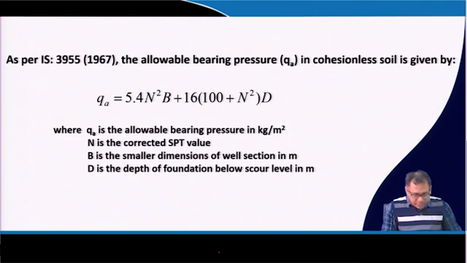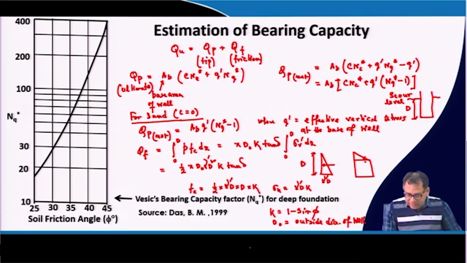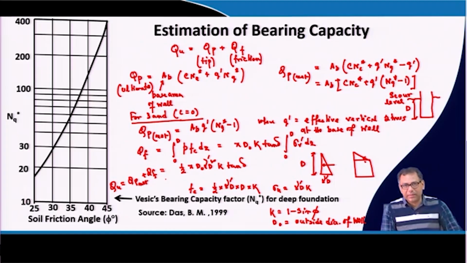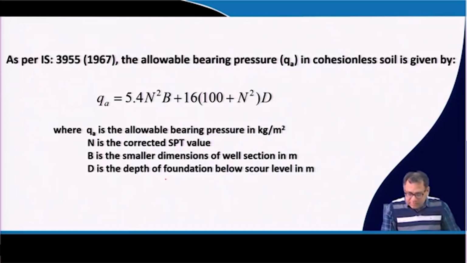So, before I go to the clay, here we can calculate the ultimate bearing capacity, that means Q ultimate, which is equal to Q P net plus Q F. So, I will get the ultimate bearing capacity. And then if I apply the factor of safety of 2.5 to 3, then I will get the safe bearing capacity, that you know. But IS code has recommended bearing pressure, which is the allowable bearing pressure.